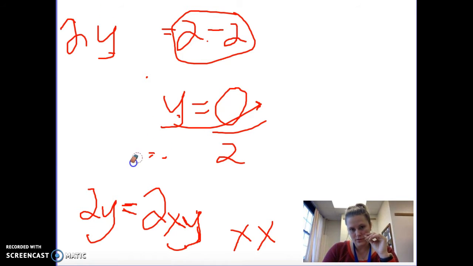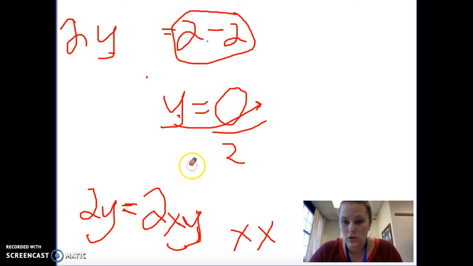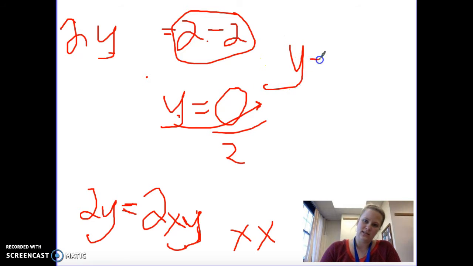Okay, so this all goes away, and I'm stuck with y equals 0 divided by 2. And because we're smart, we know that anything divided by 0 is going to be 0. So our answer is y equals 0.